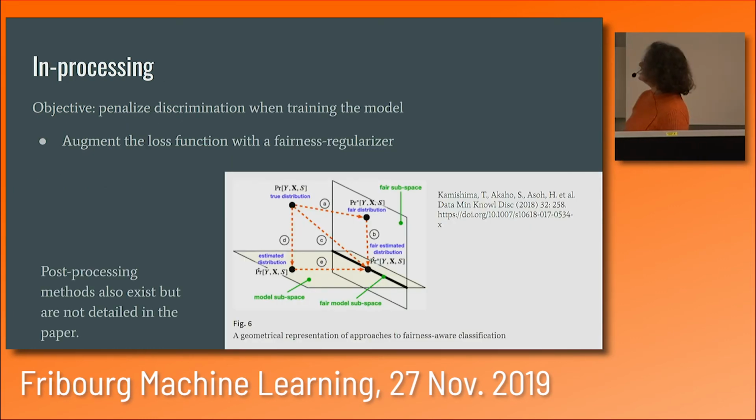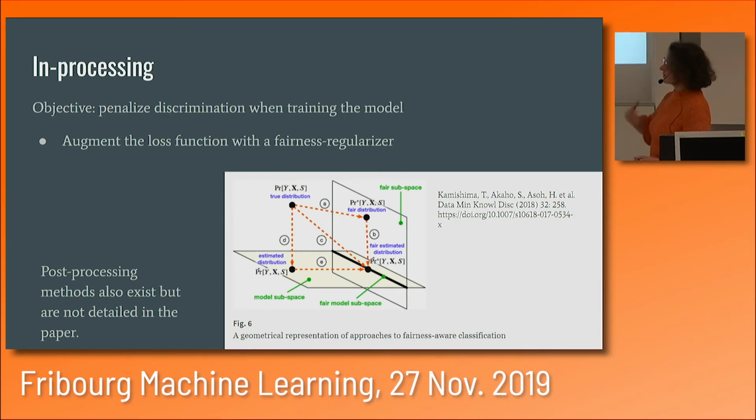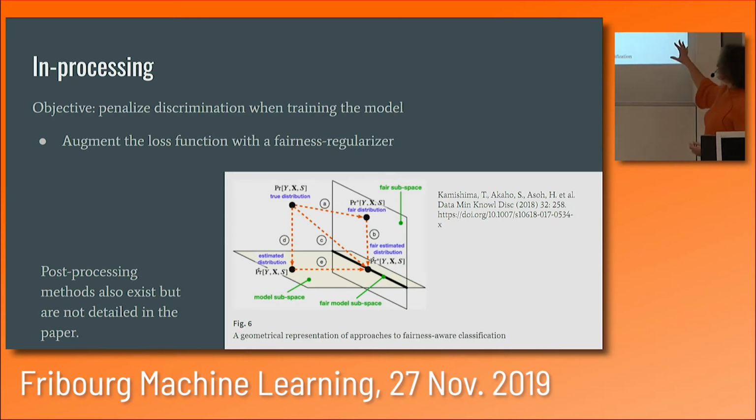And then in-processing, the idea here is to penalize the discrimination when training the model, and so adding a fairness regularizer to the loss function. So that's a geometrical representation from Kamishima, Akaho, Asoh. The complete reference is at the end of the slide.